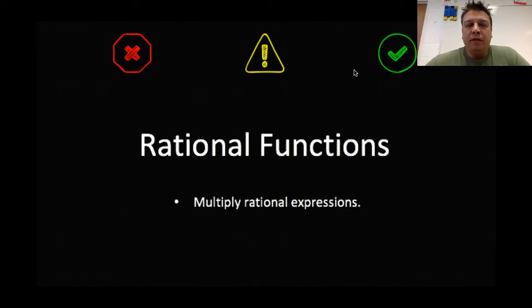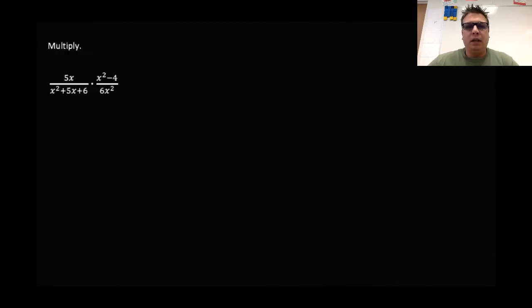All right, so you've already watched the video that deals with simplifying rational functions. Let's go through and actually deal with multiplying these. It's similar in steps, but has just one more at the end. So let's take a look here. When dealing with simplifying before, the first thing that I had to do was go ahead and factor everything, and that's exactly what we're going to do here.